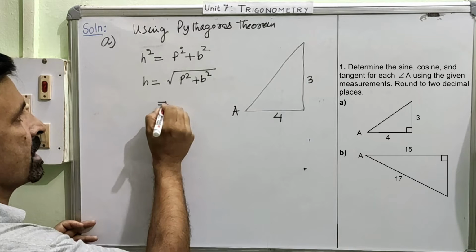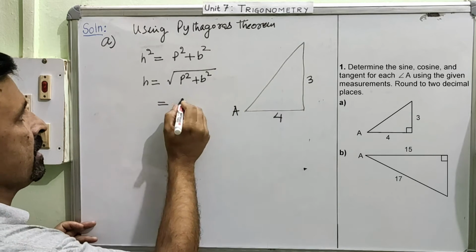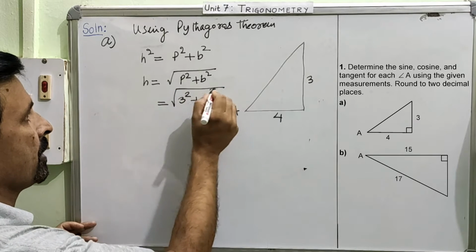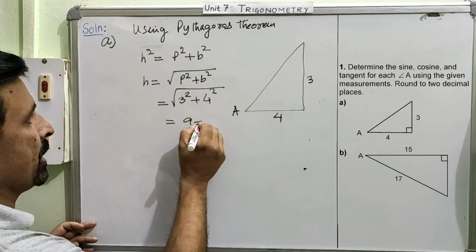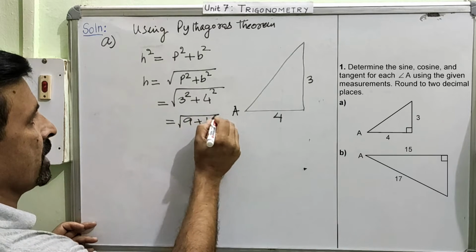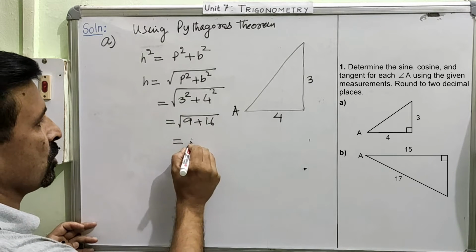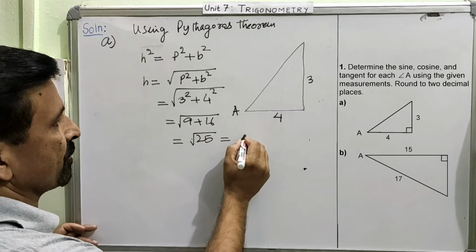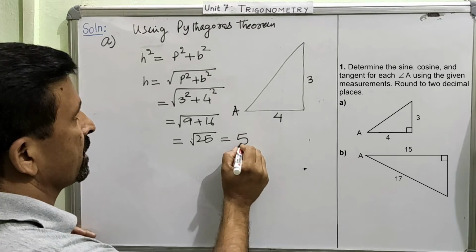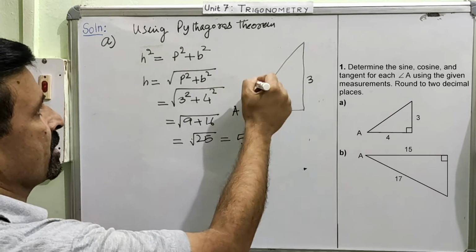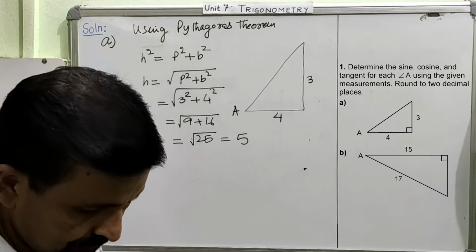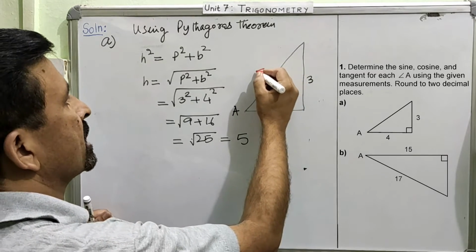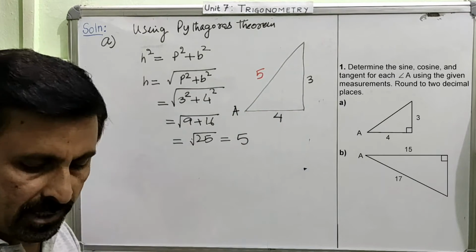Am I clear? Now let us put the values. P is 3, so 3 square plus 4 square is equal to root over 9 plus 16, which is root over 25, and 25 is a perfect square, therefore it can be written as 5. So the length of the hypotenuse we got is 5. Now it's a very simple task. Now we have to write down all three trigonometrical ratios.